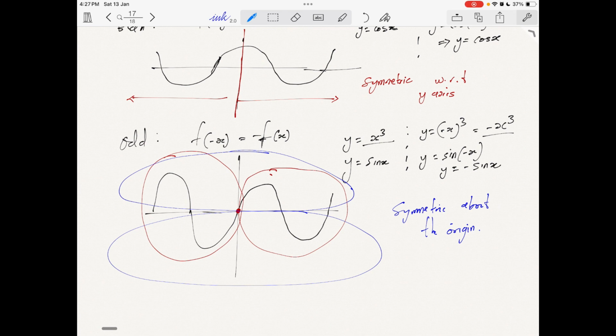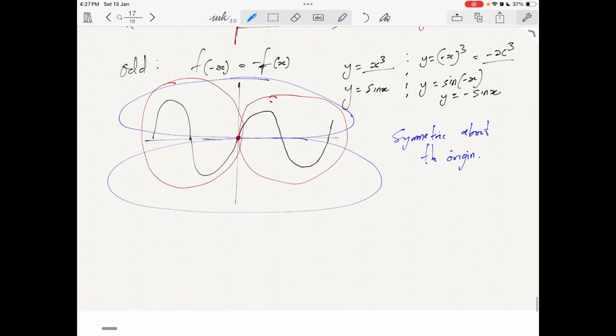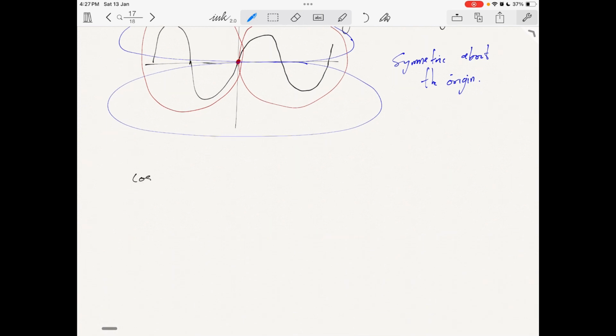Now, having even functions and odd functions fully explains the understanding that we say cos minus pi is equal to cos pi, because the cos function is an even function, and sine minus pi is equal to minus sine pi, because the sine function is an odd function.